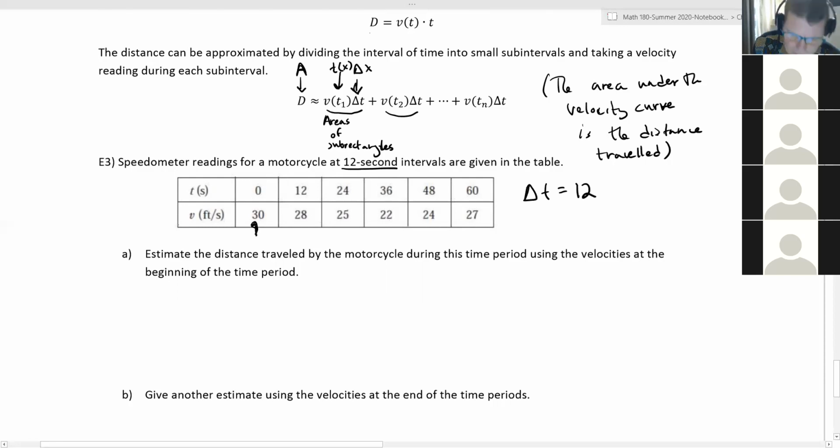So these are the velocities, and these are all the times, and our delta t is just 12. You could figure that out just by noticing that the difference between these is 12, or this equals 60 minus 0 divided by 1, 2, 3, 4, 5, 6. Oh, wait.